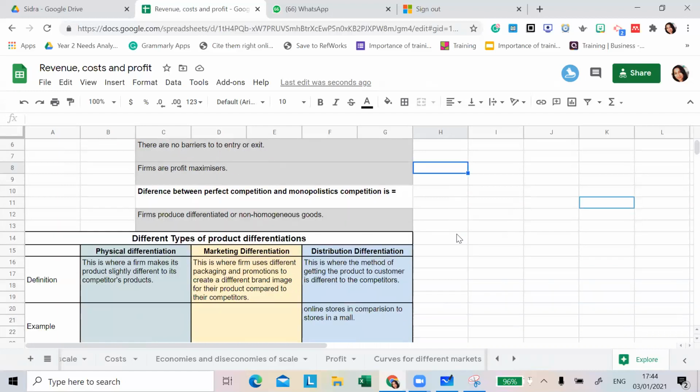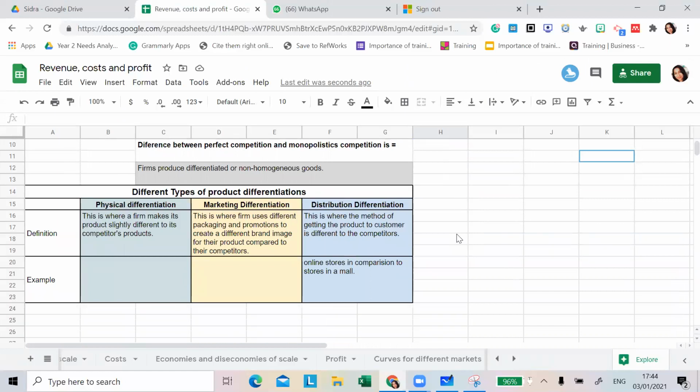Now let's look at different types of product differentiation. So under monopolistic competition, we are looking into 3 different types of product differentiation, because we already mentioned the difference between perfect competition and monopolistic competition is because there is a difference in the products that they sell or produce, right? So what differences are there? They can have physical differences, marketing differences, or even differentiation in distribution. So what does physical differentiation mean?